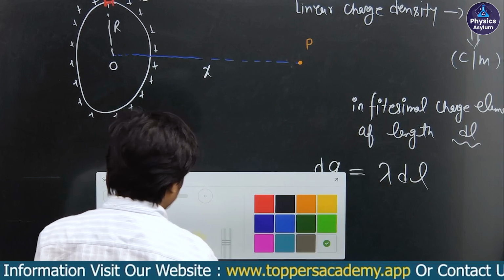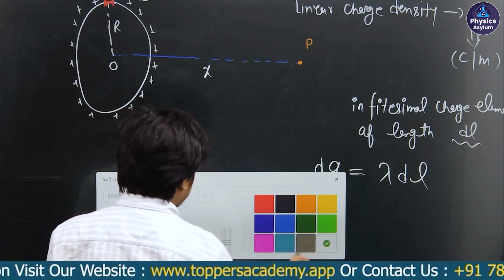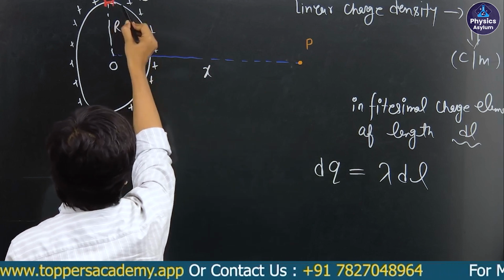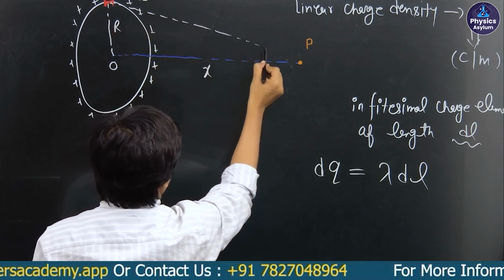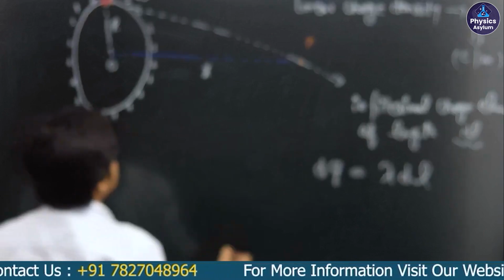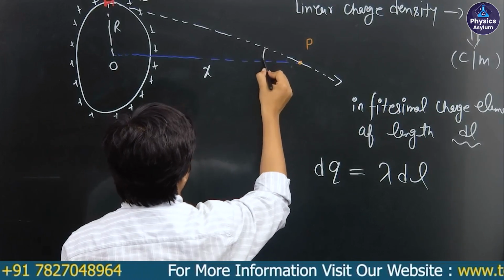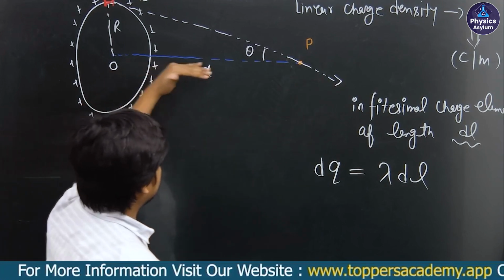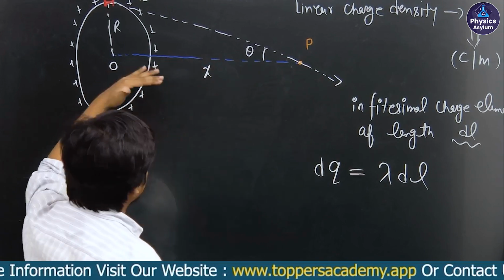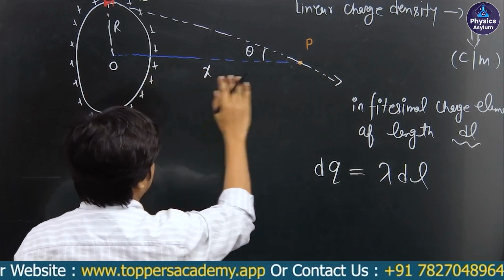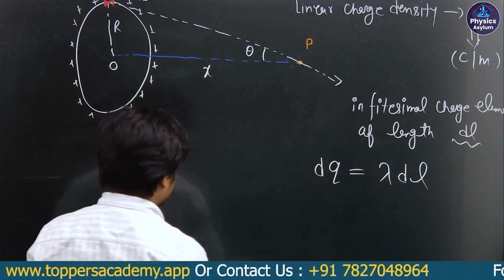Now what will be the electric field due to this charge element at this point? That electric field will be in this direction. Suppose this is making an angle theta with the horizontal axis, and I am taking it as the x-axis, that is, the axis of the ring is along the x-axis.